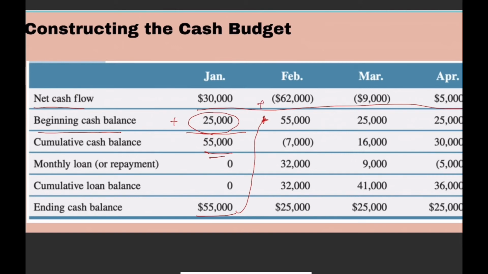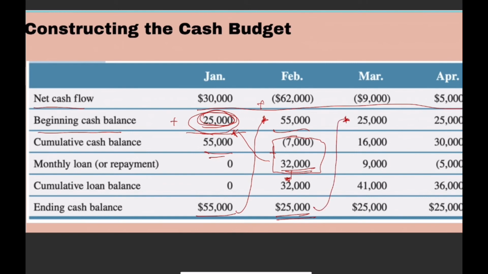This ending cash balance becomes the beginning cash balance, and then we offset it with the net cash flow. We have a difference of 7,000, negative 7,000. Hence, we need to borrow 32,000, a monthly loan perhaps from the bank, in order for us to reach that minimum 25,000, the cash buffer. And then the 32,000 becomes the first month of our cumulative loan balance. And then when you add that together, we now have the ending cash balance of 25,000.